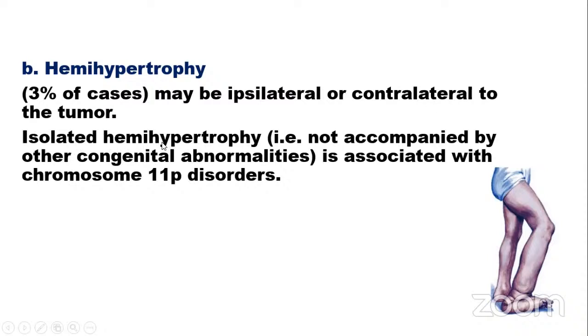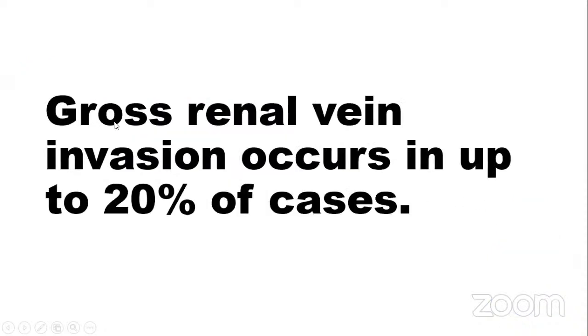Hemihypertrophy occurs in 3% of the cases out of the 15% and may be ipsilateral or contralateral to the tumor. Isolated hemihypertrophy is not accompanied by other congenital anomalies. It is associated with chromosome 11 disorders. This is a patient with Wilms tumor showing the presence of hemihypertrophy.